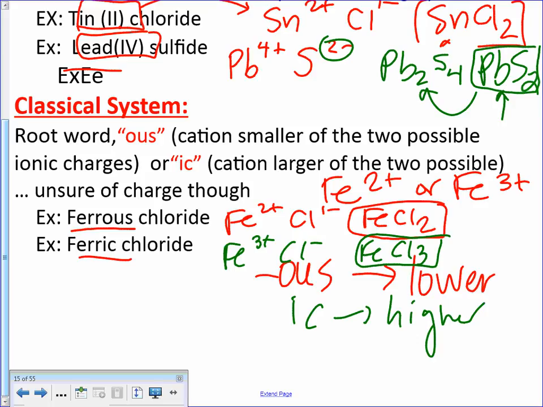They're right in order. Ferrous is the lower charge. Ferric is the higher charge. And so I've written them right next to where they belong.